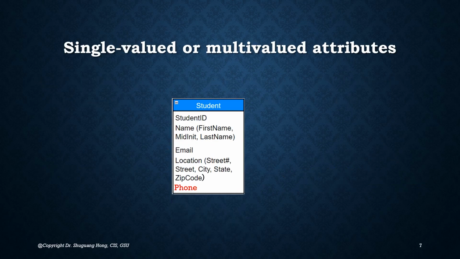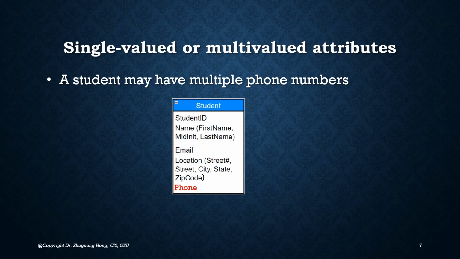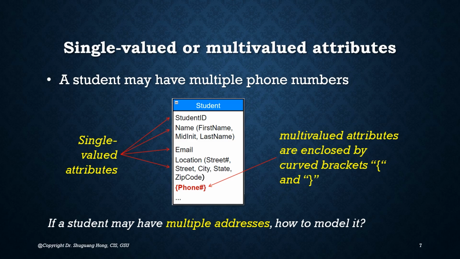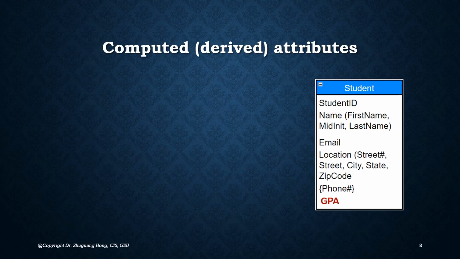Single-valued or multi-valued attributes. An attribute may contain a single value or multiple values. For example, a student may have multiple phone numbers. It is a multi-valued attribute, denoted by a pair of curly brackets. The student ID, name, email, and location are single-valued attributes. If the business rule stated that a student may have multiple addresses, how do you model it in the ER model? Think about it and share your answer with the class.